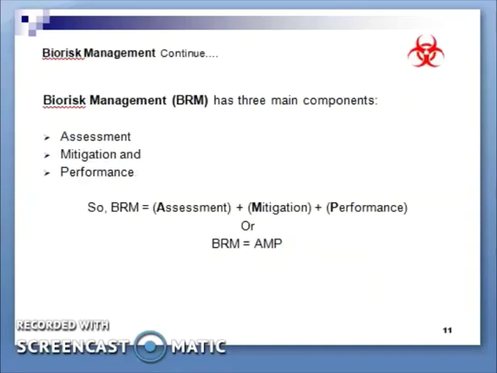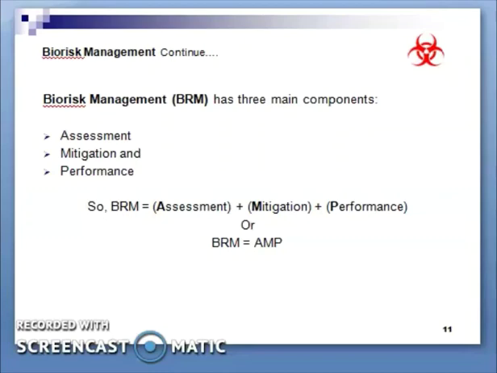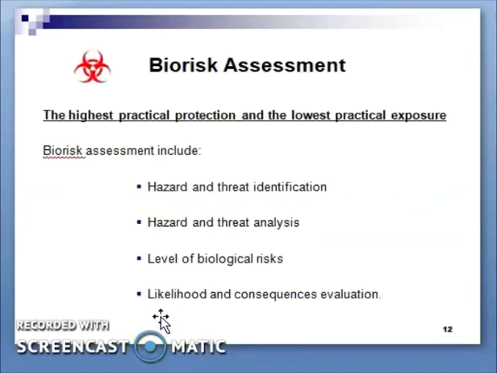So amongst the three components, we covered the assessment so far, which include the hazard and threat identification, hazard and threat analysis, level of biological risk, level of likelihood and consequences evaluation. All these points we discussed in detail here. So this was about the first main component of the biorisk management program, the biorisk assessment.